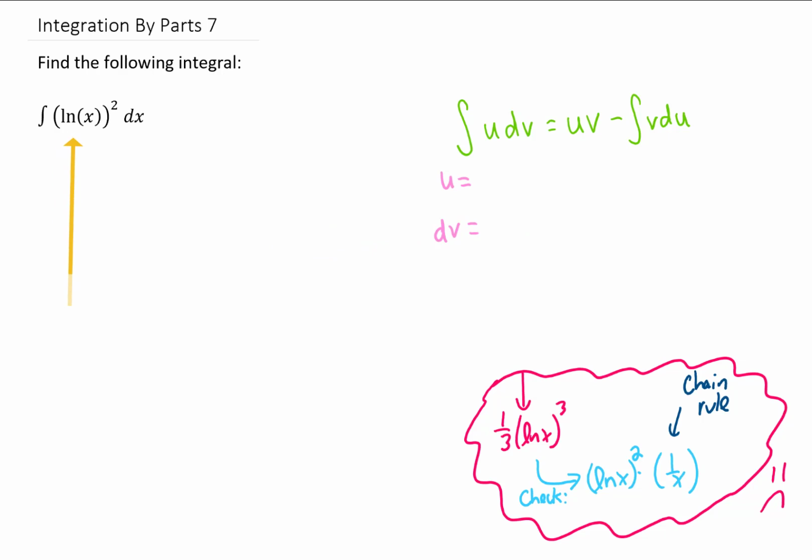So I think the only thing in this integrand that we can actually integrate would just be dx. That would leave us with just a natural log of x squared as our u. Okay, so let's go with that. Differentiating u is going to give us 2 times the natural log of x times 1 over x because of that chain rule again. And integrating dv and dx will just give us v equals x.